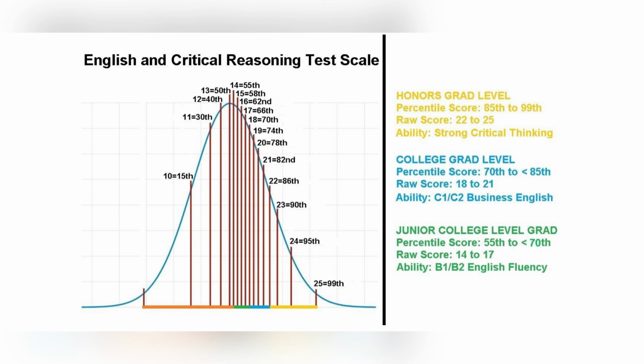And if you're above and beyond and you're able to score in the 85th to the 99th percentile, that would put you at the honors grad level. And if you're able to get a raw score of 24 or 25, near perfect or perfect, it would put you within the top 5% of the population of an English-speaking country. This definitely provides useful information to employers so that they can quickly assess your level of English fluency and your critical thinking skills.